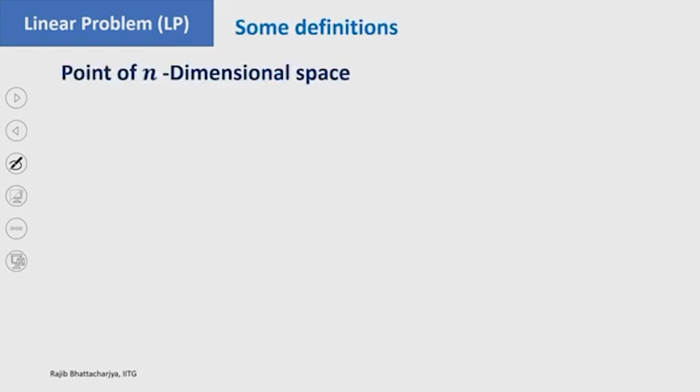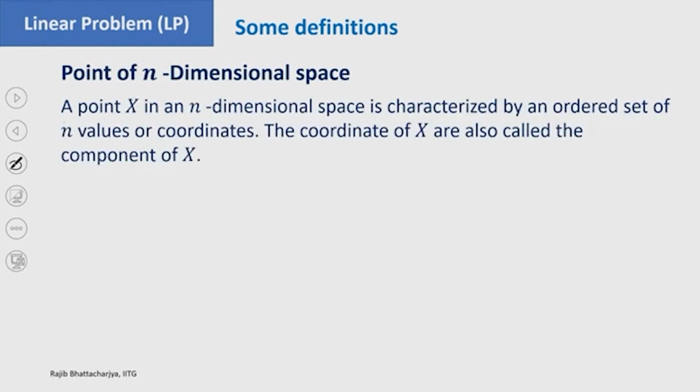Now, let us have some definitions used in linear problem. So, first one is the point of n dimensional space. A point x in an n dimensional space is characterized by an ordered set of n values or coordinates. The coordinates of x are also called the component of x.